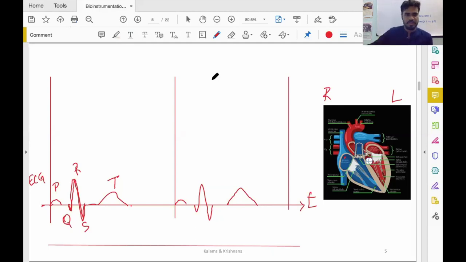Okay. So when the mitral valve closes, that is when we know the blood from this top chamber goes to this bottom chamber, it fills, and then this mitral valve closes. That's when we hear a lub in the heart signal.